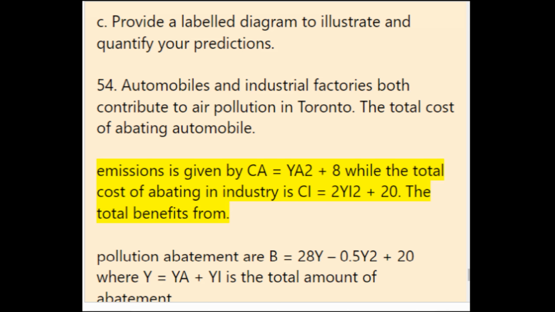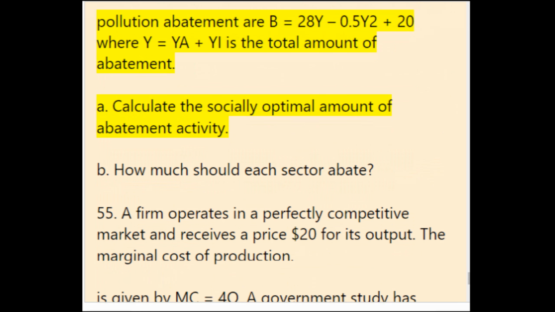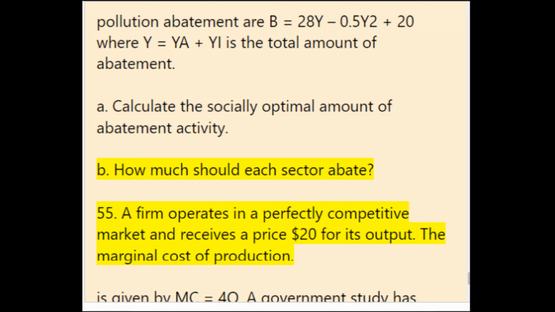The total benefits from pollution abatement are B equals 28Y minus 0.5Y squared plus 20, where Y equals YA plus YI is the total amount of abatement. A. Calculate the socially optimal amount of abatement activity. B. How much should each sector abate?